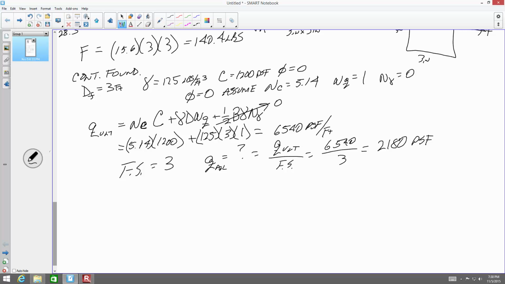Let's see here. Earth pressures. How about we take a break, grab a little bit of water, go to the restroom, and then we'll continue with earth pressures when we get back.